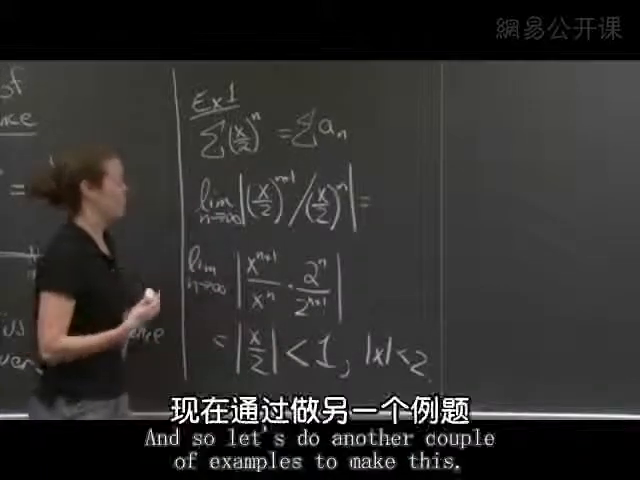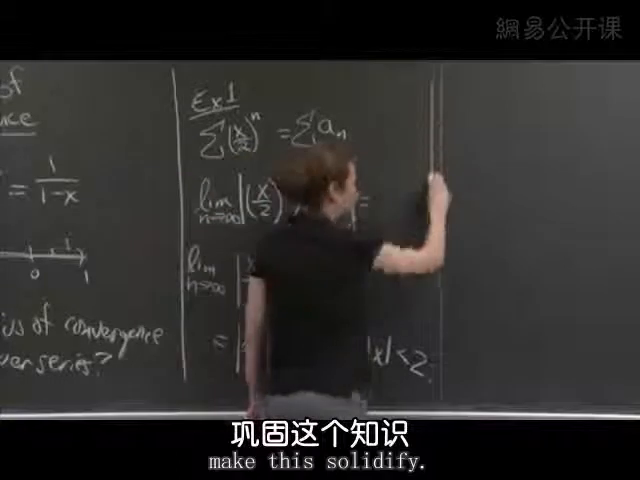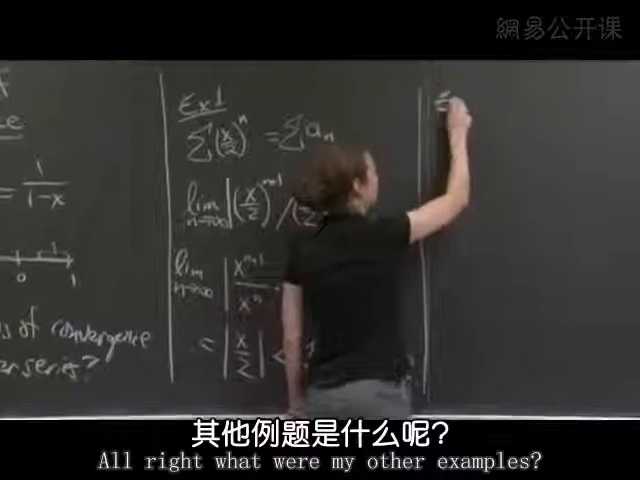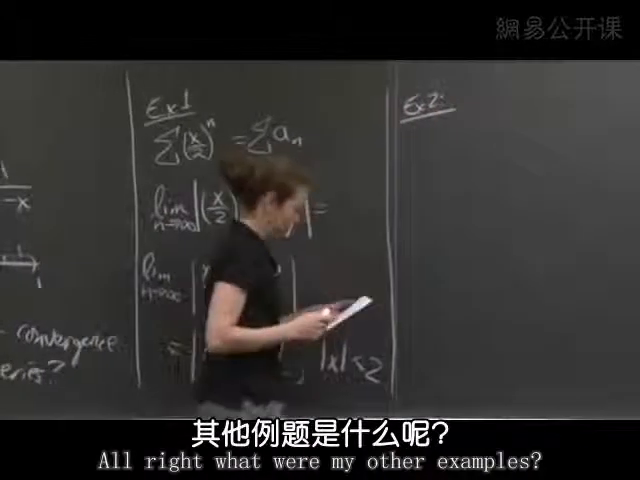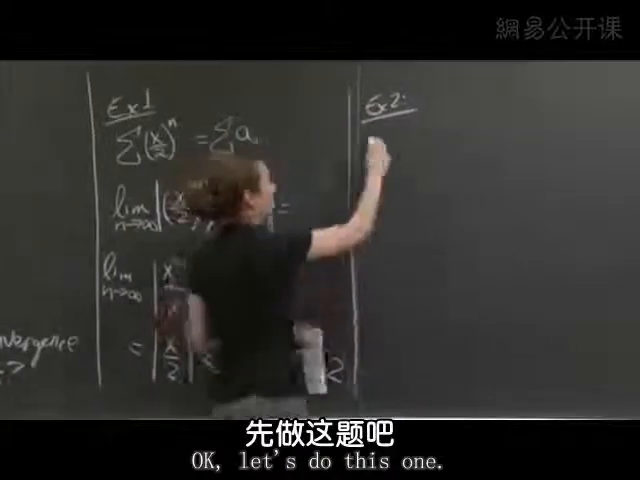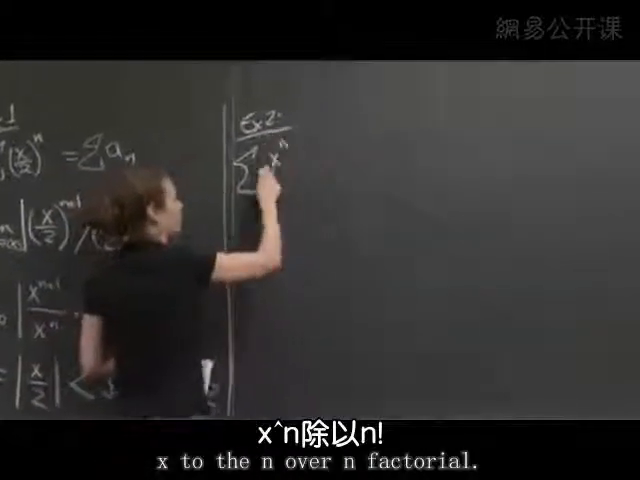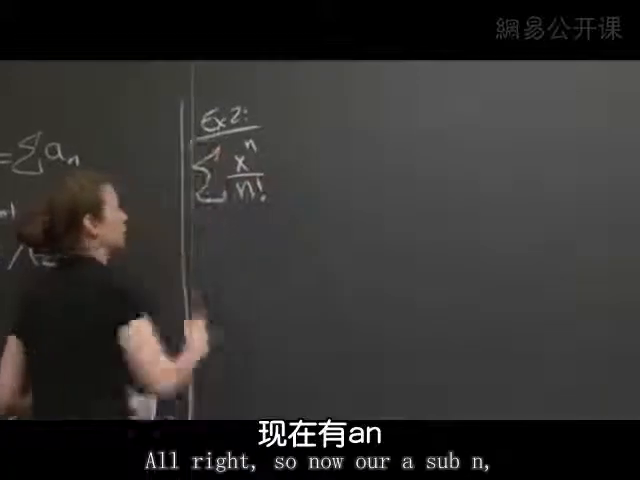And so let's do another couple examples to make this solidify. All right, what were my other examples? Okay, let's do this one. x^n over n factorial.